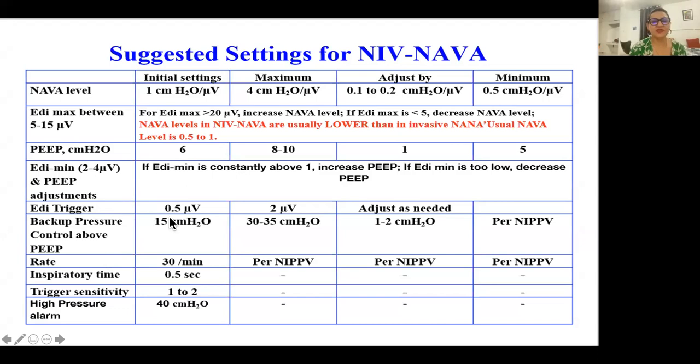Then the EDI trigger, as we said, you should not go lower than 0.5, but when the baby is improving, you can go up to 2, and you can adjust as needed. The backup pressure control above PEEP has to be kept initially at 15, and the maximum you can go is 30 to 35, and you can adjust by just 1 to 2 centimeter water as per NIPPV, whatever was required at that time. You will keep the backup rate as 30, inspiratory time in the backup as 0.5, and trigger sensitivity 1 to 2. The maximum pressure you can keep is 40.